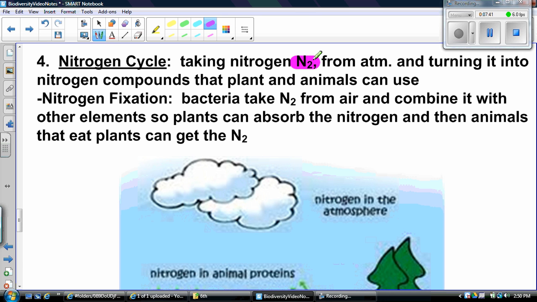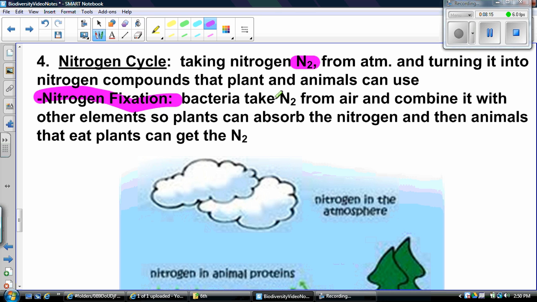In the atmosphere, nitrogen bonds with another nitrogen atom. Now, the nitrogen cycle is taking in nitrogen from the atmosphere and turning it into other nitrogen compounds that plants and animals can use. The way this occurs is through nitrogen fixation. So there's bacteria, which are very tiny microscopic organisms, meaning you need a microscope to see them. They live in the soil and a lot of different other places. They even live on you and in you.